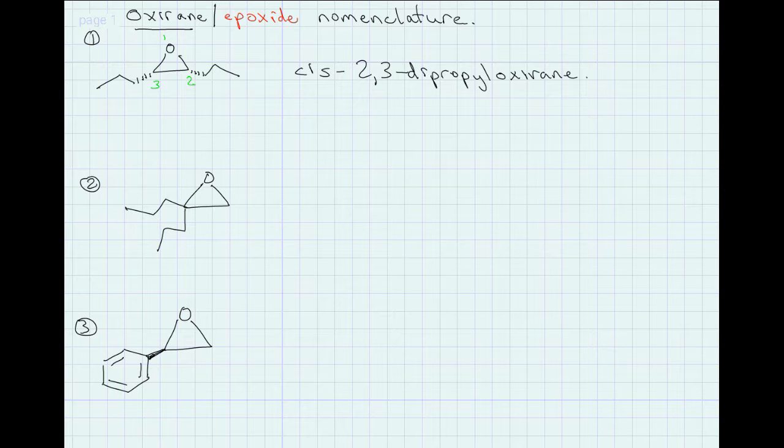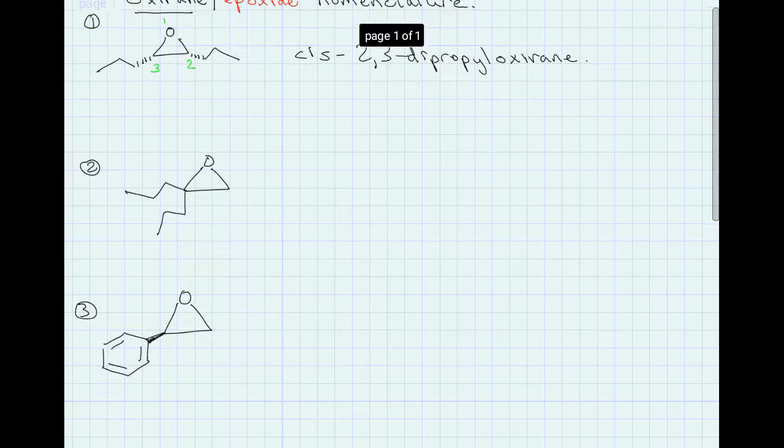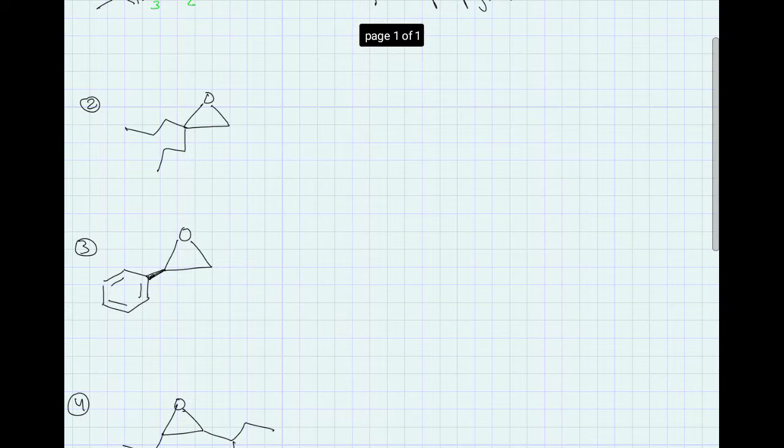So let's take a look at example number 2. Again, we start numbering our oxirane. Always start with the oxygen as number 1. But we're going to put the carbon on the left as carbon 2 because it's the only one that has any kind of carbon substituents. And carbon 3 only has hydrogens on it, so it's going to take a lower priority. So we have our oxirane, and we have 2 propyl groups on carbon 2.